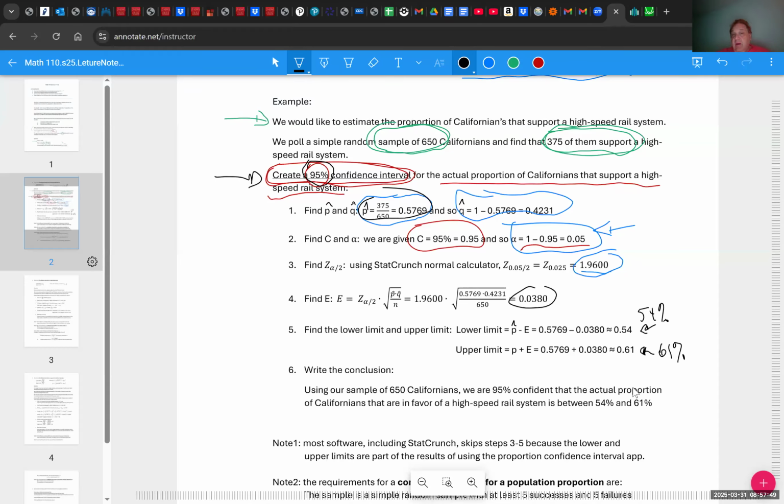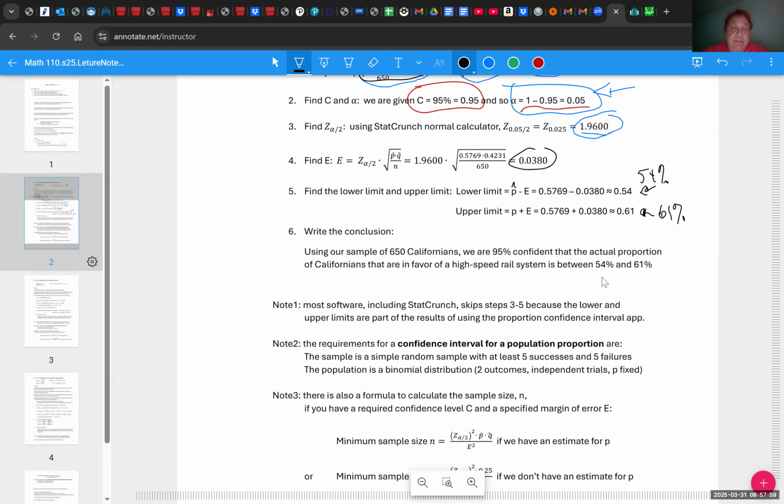So we can get the confidence interval just using an app like StatCrunch offers. Okay, couple other little notes. In order to use these confidence interval for population proportion formulas and apps, we need to know a couple of things. We need to know the sample is a simple random sample, and there's at least 5 successes and 5 failures. And the second thing is we need to know that the population is a binomial distribution.